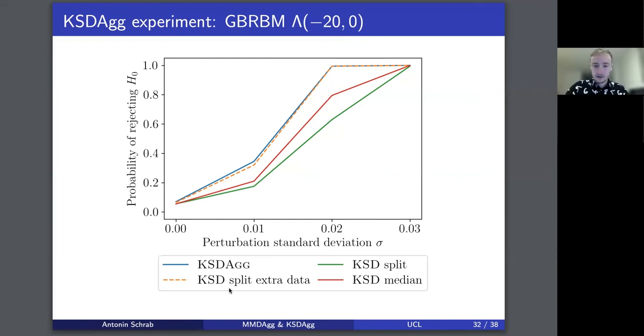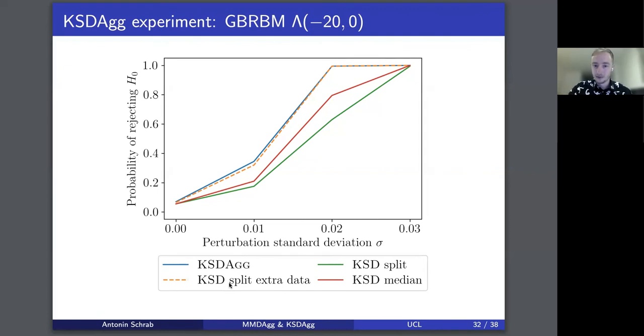The tests we consider are our KSDAG test, the KSD median, which is just the KSD test where we use the median heuristic, the KSD split, where we split the data to select the bandwidth, and the KSD split extra data, which was written Oracle for MMDAG. This is the equivalent of Oracle, where we use extra data to select an optimal bandwidth. And here we observe that our KSDAG test matches the power of the KSD test that uses some optimal bandwidth.